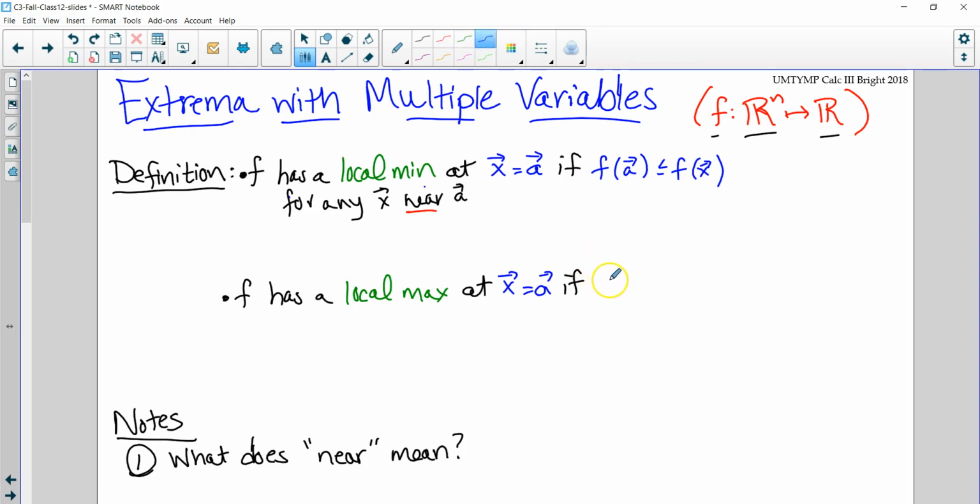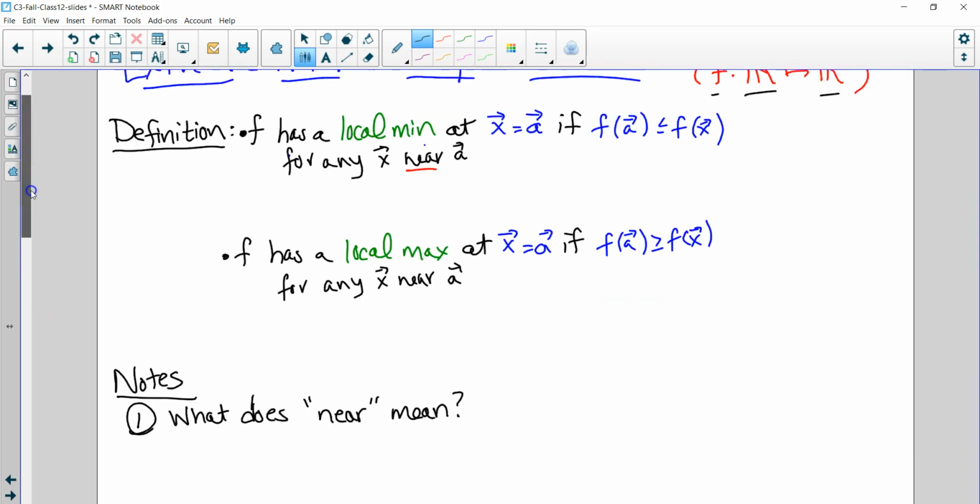And so for the maximum, you might say, well, Professor Bright, this isn't too surprising, but f of vector A is bigger than or equal to f of vector x. And again, that language of for any vector x near vector A. Okay, so what does this idea of near mean? That's my first question that I want to discuss.